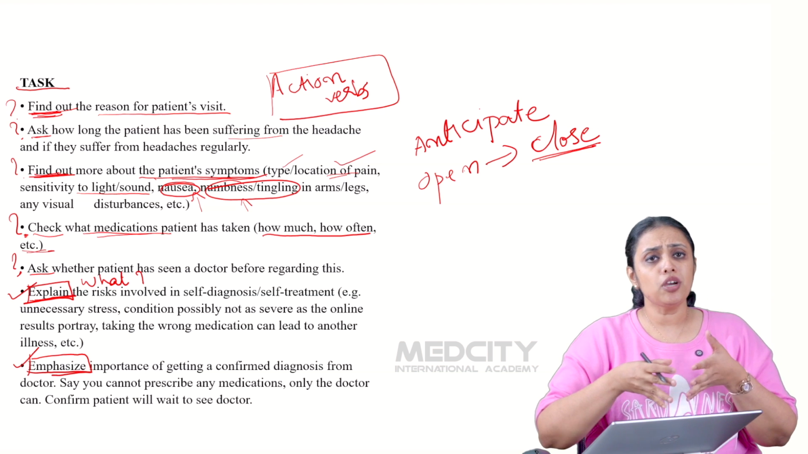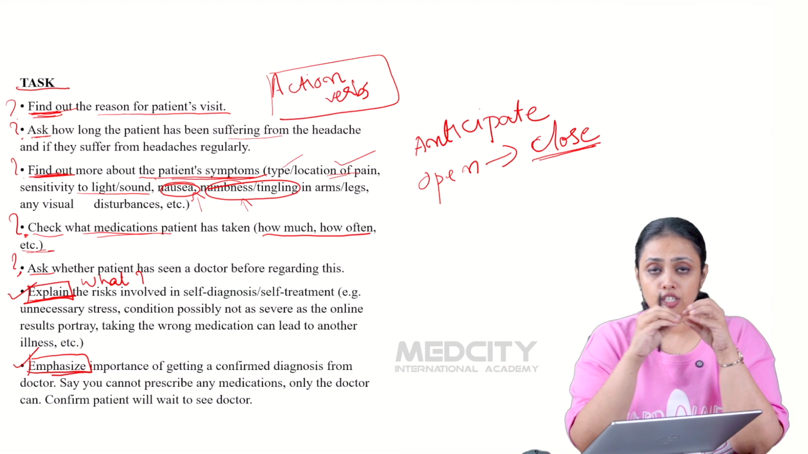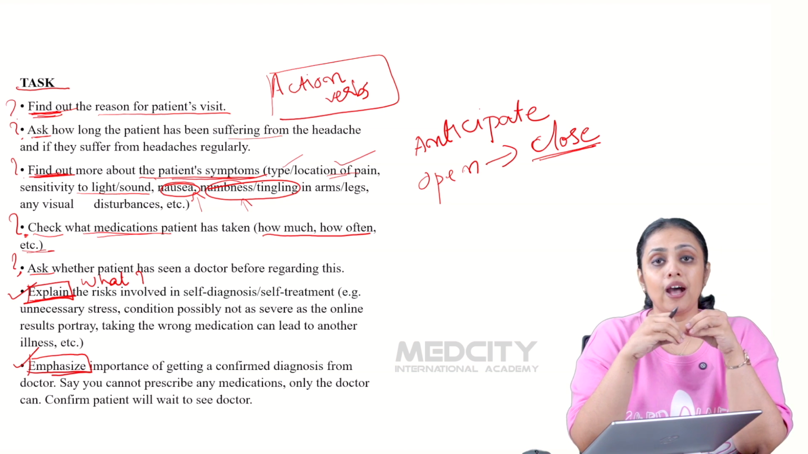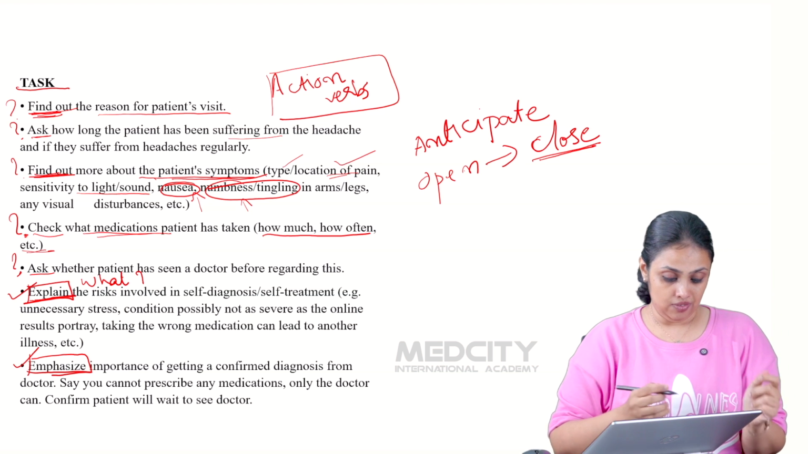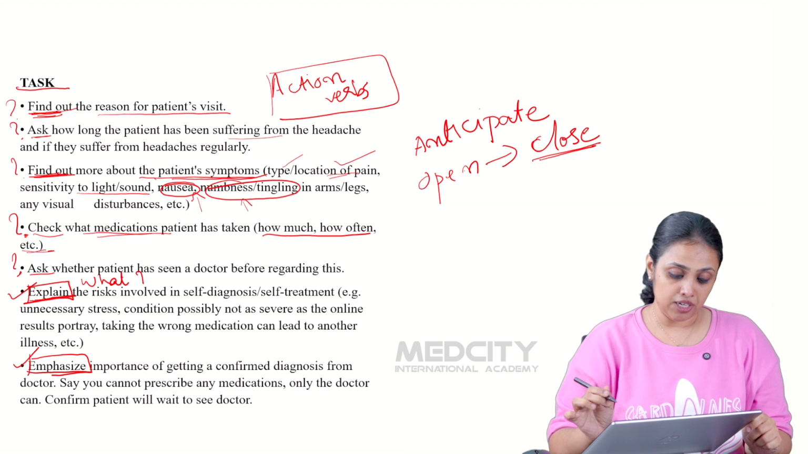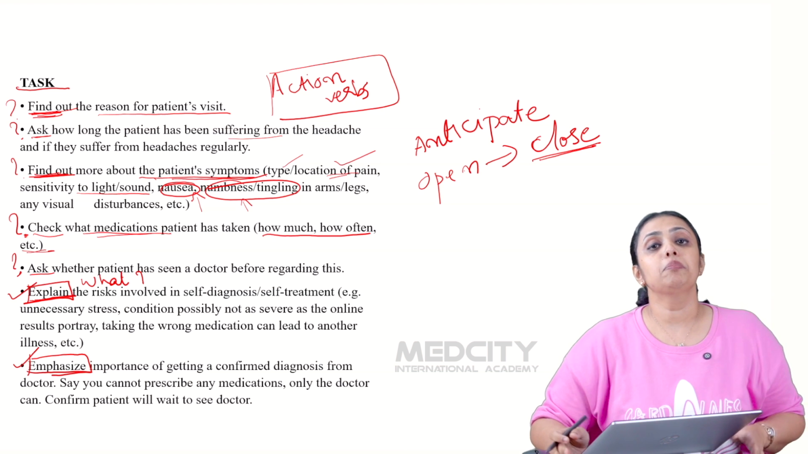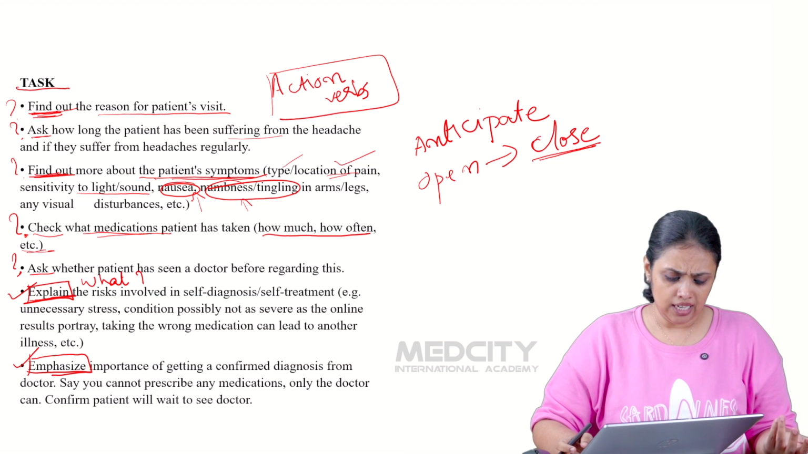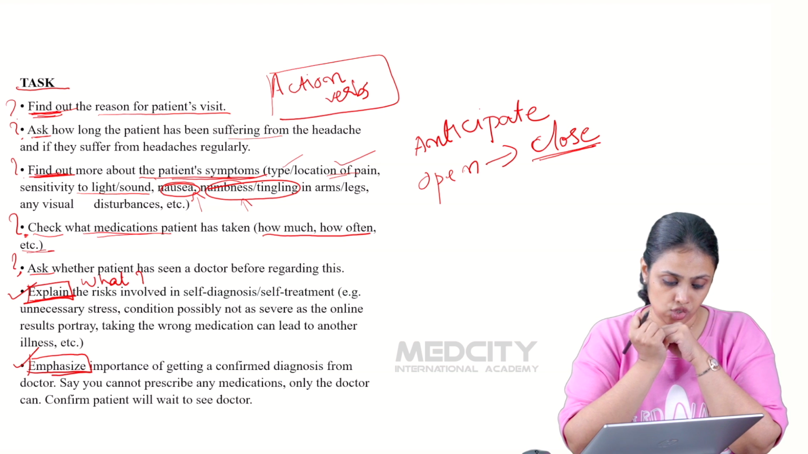Okay, so all the points are given here inside the bracket. The only thing that you need to keep in mind is that you should not be just reading out those points, but using those cues, you have to elaborate or develop the sentences in a very natural way. Then ask whether the patient has seen a doctor before regarding this. So the patient just now mentioned what medication he has been taking so far, and then you are just verifying, like, okay, John, did you see a doctor before you took this medication?